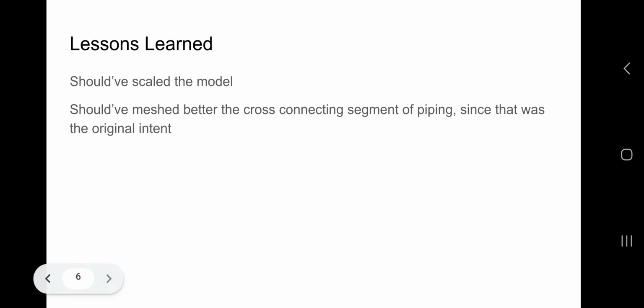Lastly, I wanted to share some lessons learned. The model was simply too big. I should have scaled it, and I had the opportunity to do so. And I should have meshed the cross-connecting segment a lot finer, as opposed to having a relatively uniform meshing throughout the entire model. It added more than it really needed to.